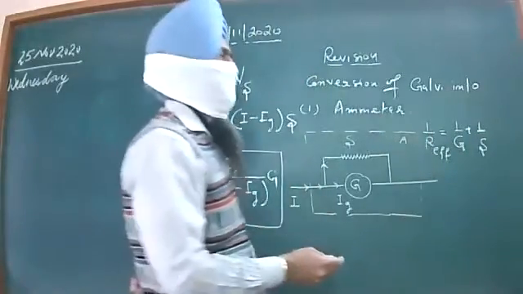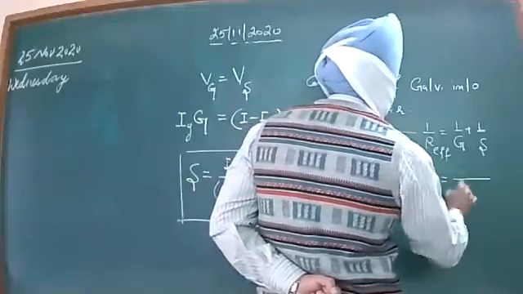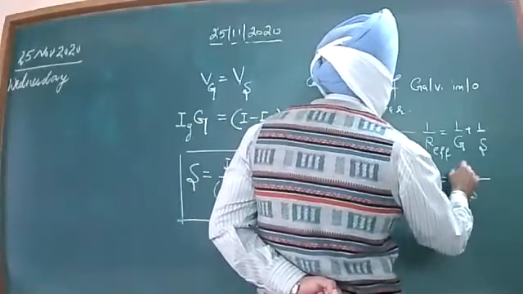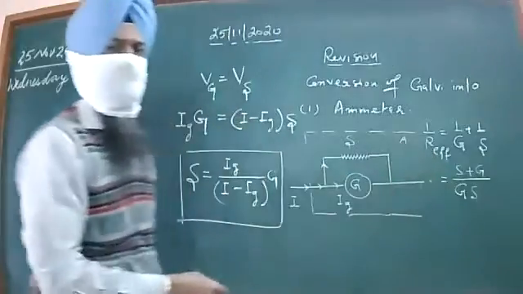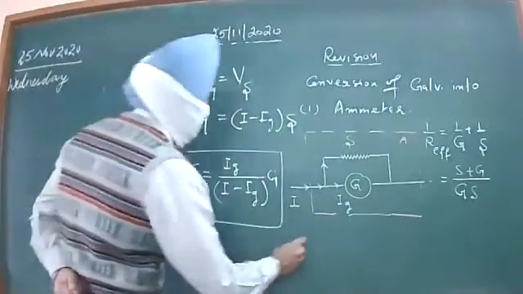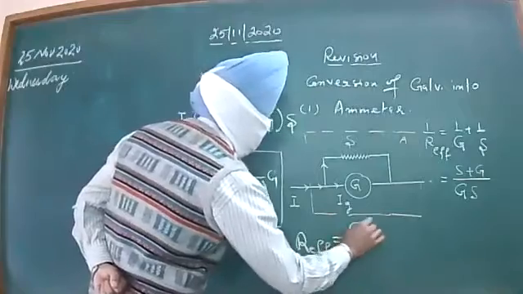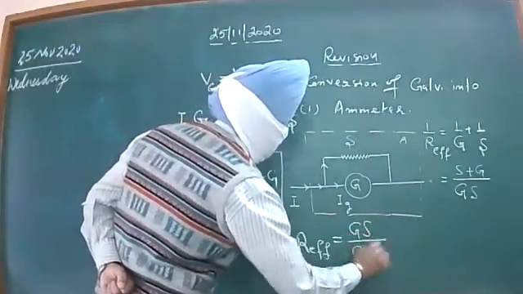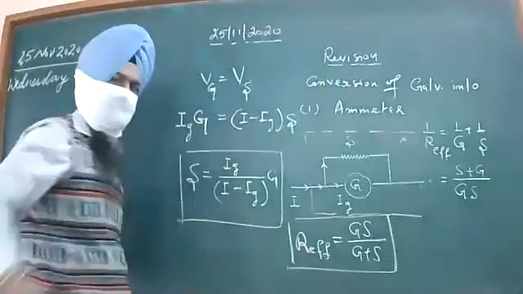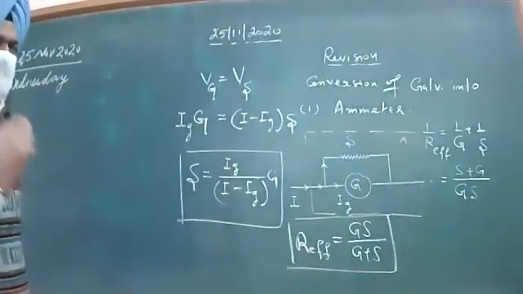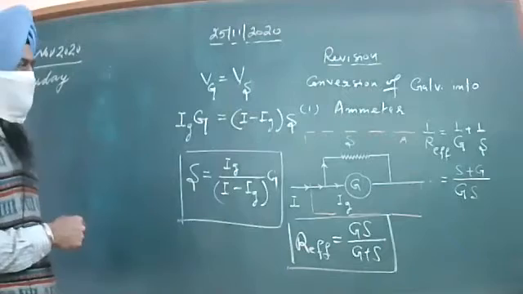As these are getting connected in parallel, we will have the effective resistance calculated in this manner. You just reciprocate this relationship and you will get R effective. This is equal to G into S upon G plus S. So this is the effective resistance of your device.